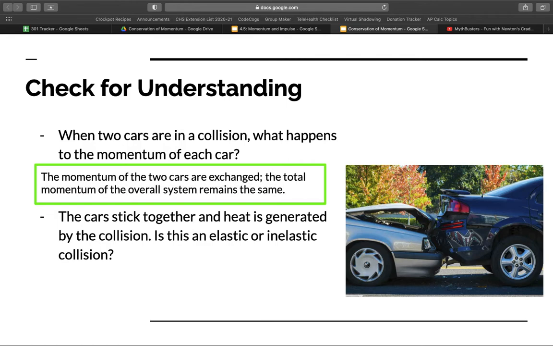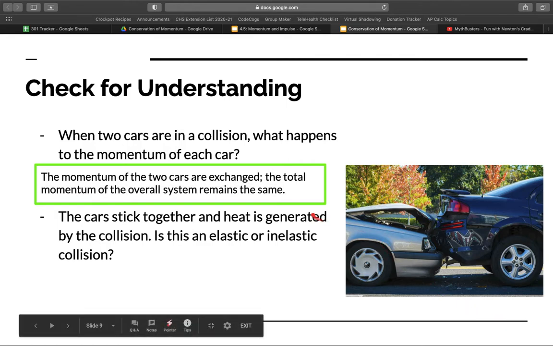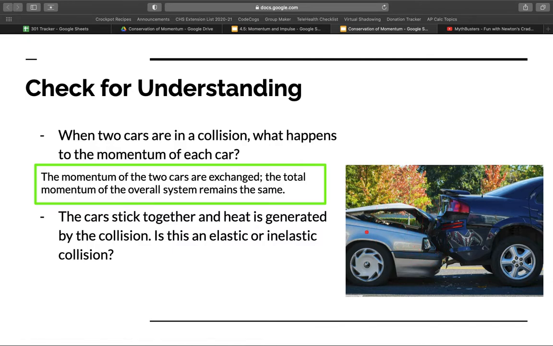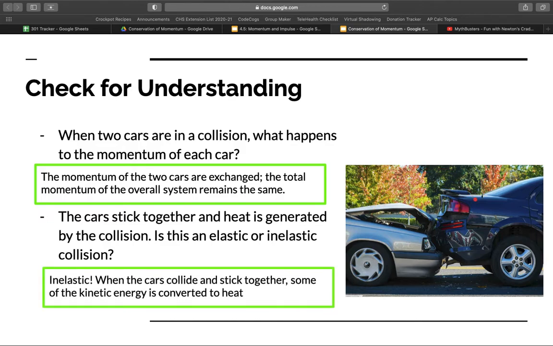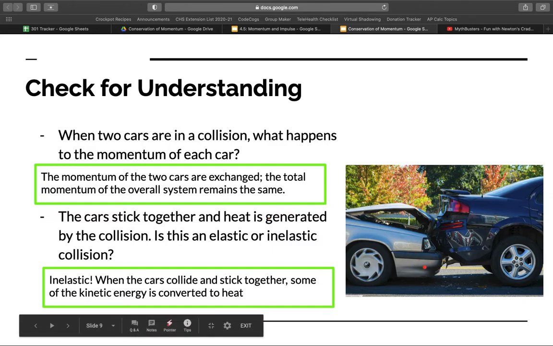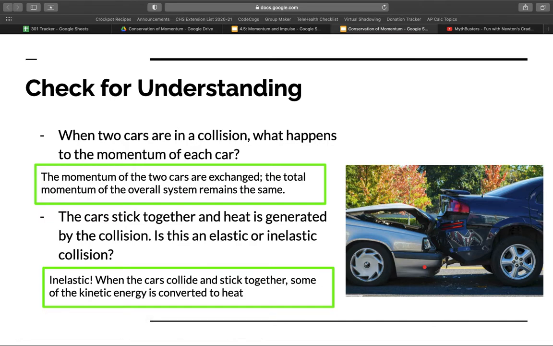So the momentum of the two cars is exchanged. The total momentum of the system overall remains the same. The car that's doing the rear ending is going to lose momentum as it transfers momentum from itself to the car in front of it. Now, this would be considered an inelastic collision because one, the cars are sticking together, and two, heat is generated. And we know heat is a form of energy, which tells us that some kinetic energy from the silver car is being converted to heat in the midst of the collision, thus telling us that this is an inelastic collision.